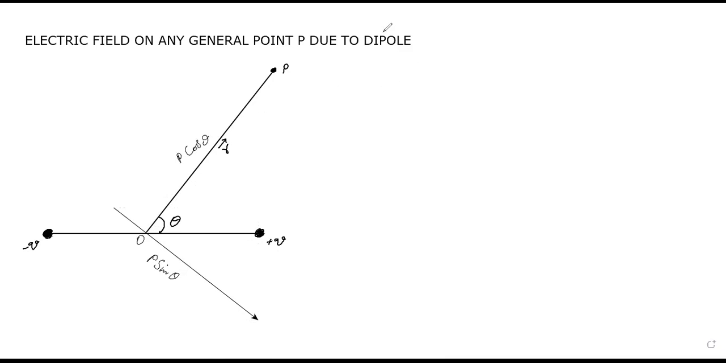Now we already know the two equations of E axial and E equatorial, which are: E axial is equal to K into 2p cos theta over r cube, and E equatorial is equal to K into p sin theta over r cube. What will be the resultant field?